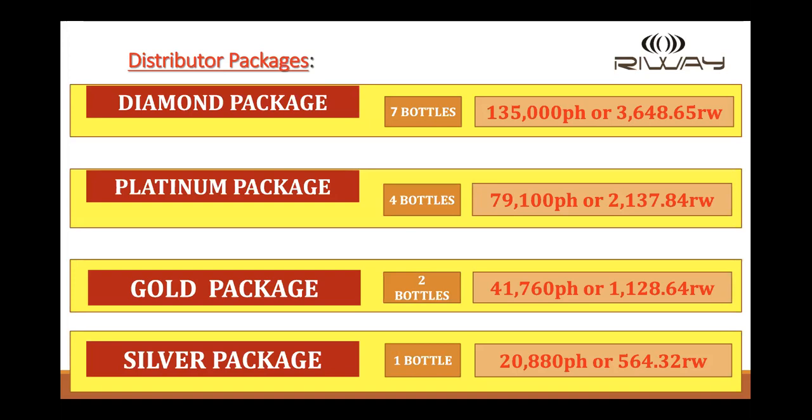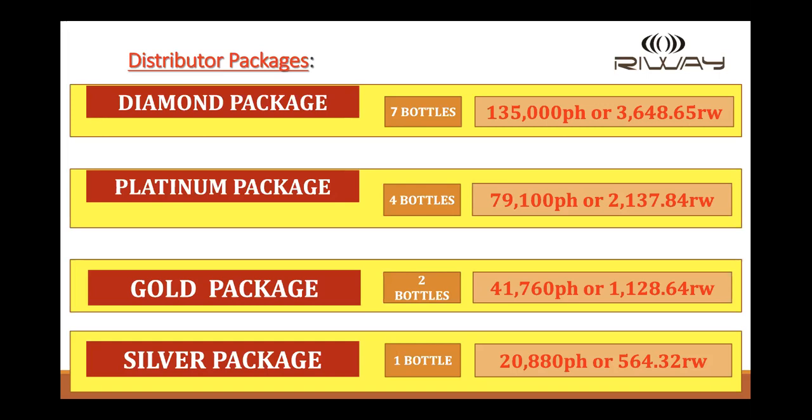Then we have the platinum package, which is 4 bottles, 79,100. All right, or 2,137.84 RW. Then we have the gold package and the silver package. Meaning to say, ladies and gentlemen, you do not necessarily have to encode a person on diamond package alone. Of course, the diamond package is the best available package. But in the event, let's take, for example, you have a downline who is only able to pay 40,000. Then all you need to do is encode her the gold package.